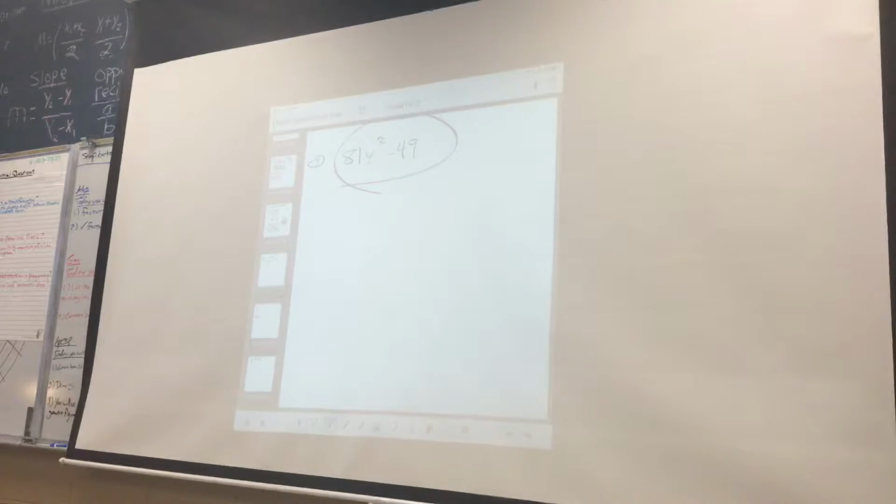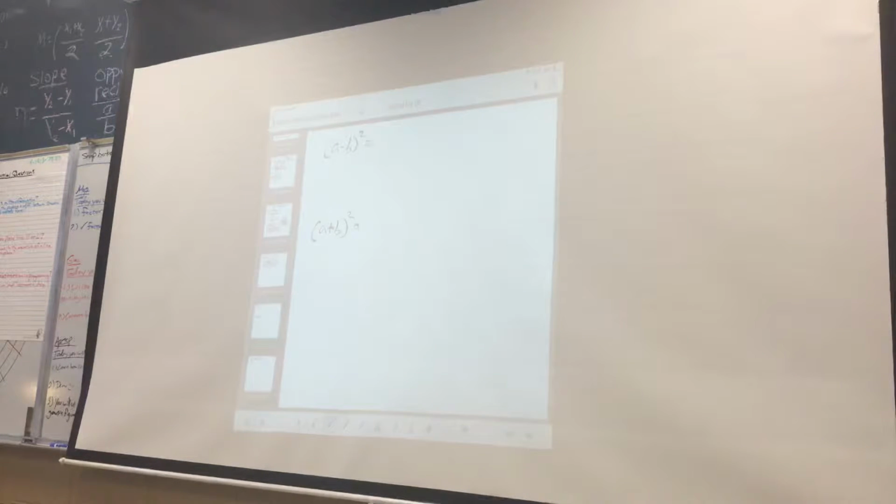So the first term, can I take the square root? 9y. 7. And then 7. That's it. I feel like I'm overthinking this. I do too. A lot of people do.